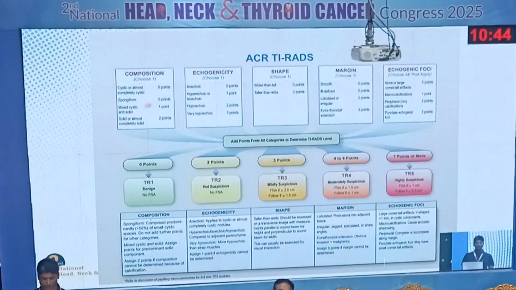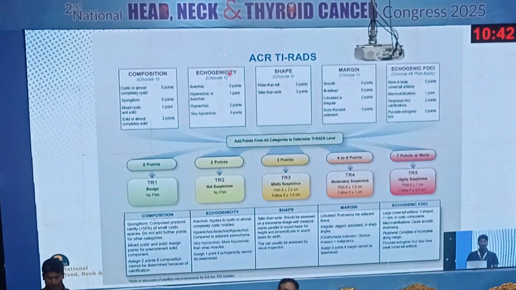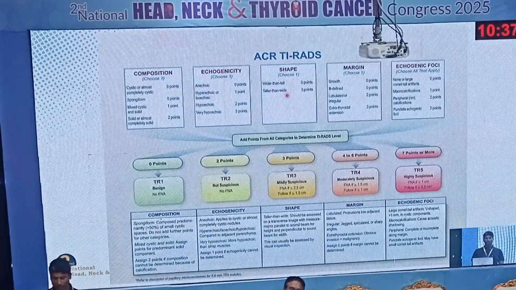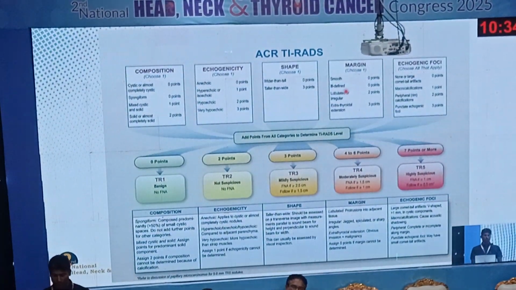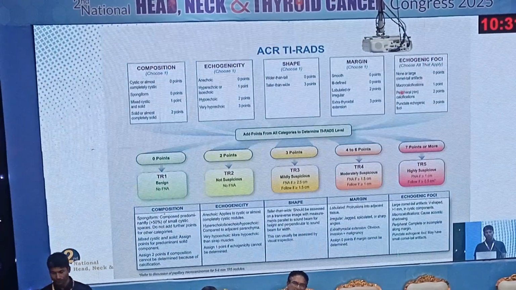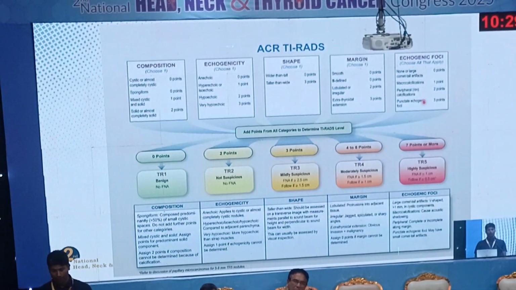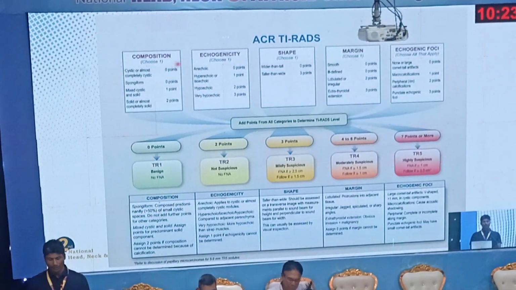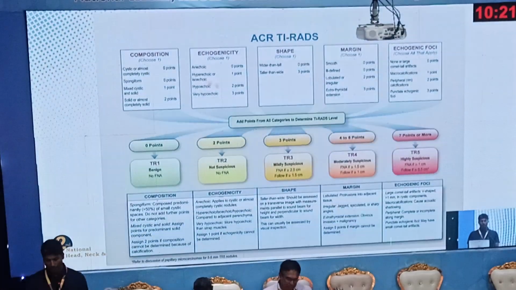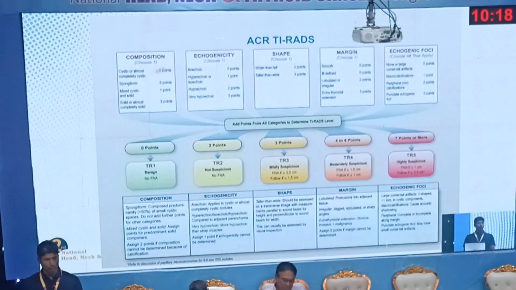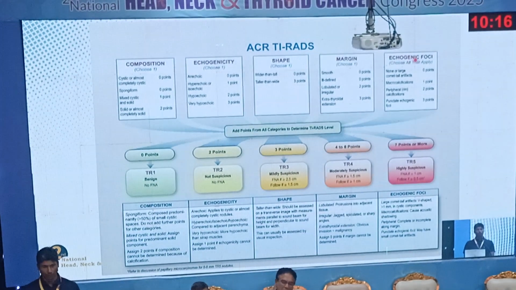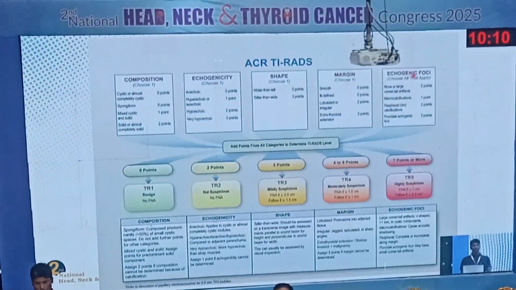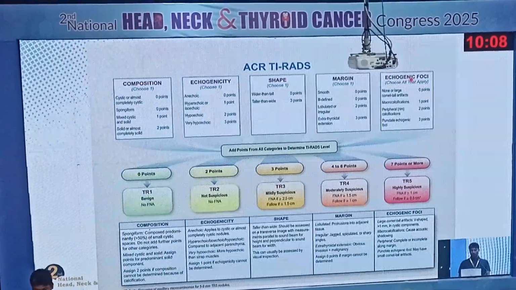Composition: whether cystic, spongiform, solid, or mixed solid and cystic. Echogenicity: whether hypoechoic or anechoic. Shape: whether taller than wide. Margins: whether irregular, smooth, or with extrathyroid extension. And echogenic foci: whether there are punctate echogenic foci, macro or microcalcification. You have to choose one point from each category. But for the final one, echogenic foci, if the nodule has macrocalcification and punctate echogenic foci, all these things will add up.